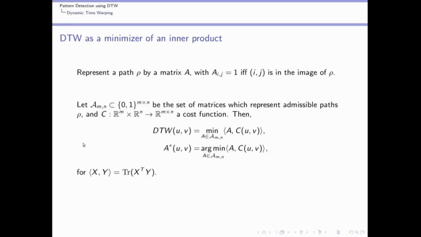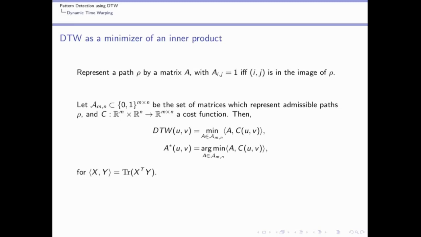So there is an alternative way to phrase dynamic time warping. The one with paths is classical, but there's also another one where we see rho as a matrix A, where the element ij is 1 if and only if ij is in the image of rho, so if it's traversed by rho, and 0 otherwise. If we look at the set of realizable matrices, so admissible paths, and again you have a cost function, then we can write the dynamic time warping discrepancy as the minimum of a scalar product between A and the cost matrix C.